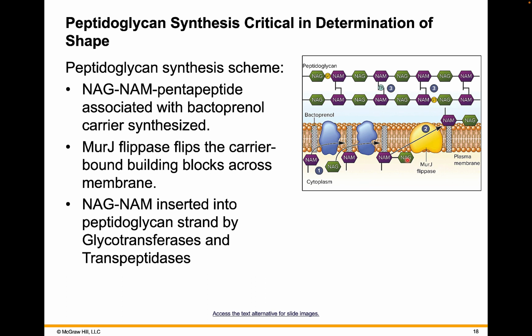But here, on the other hand, you can see that all these things are happening inside the cytoplasm, and then they are flipped through the membrane by this flippase in a very energy-dependent process. And now there are different proteins, the glycosyl transferases, or GTases, and transpeptidases, which associate these NAG-NAM units with the existing peptidoglycan layer. Sometimes, to put in these new NAG-NAM residues, you have to break existing residues in certain areas to put the new structures in.